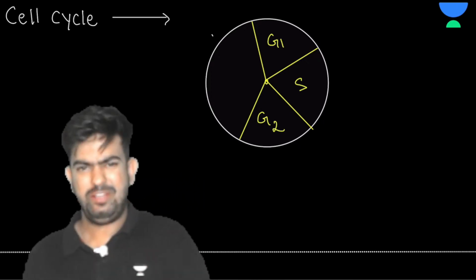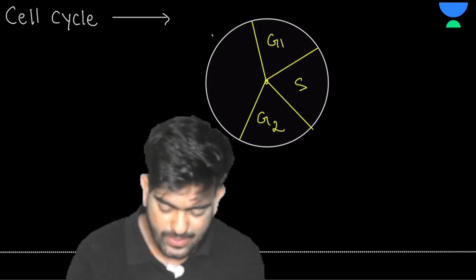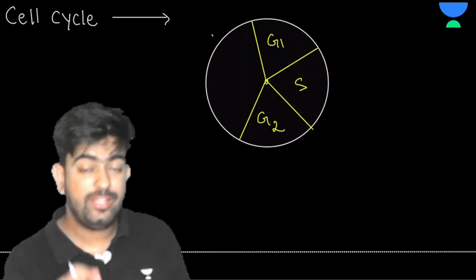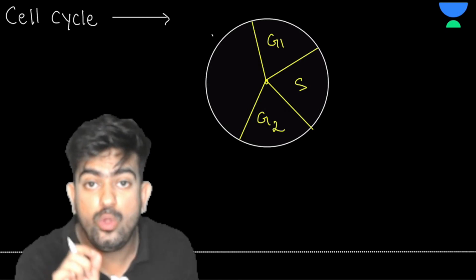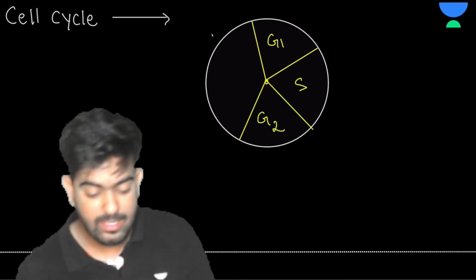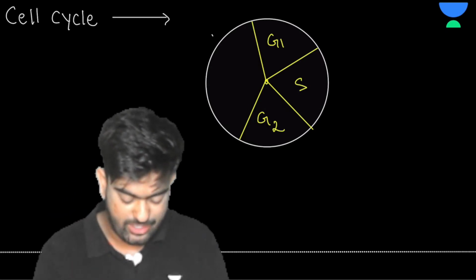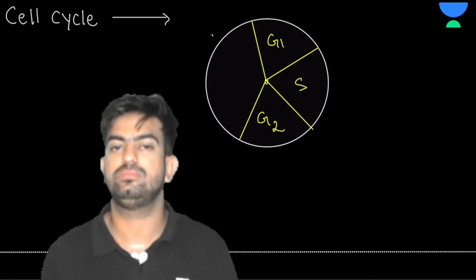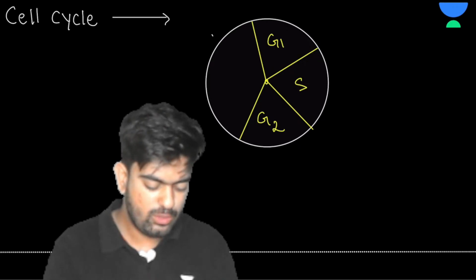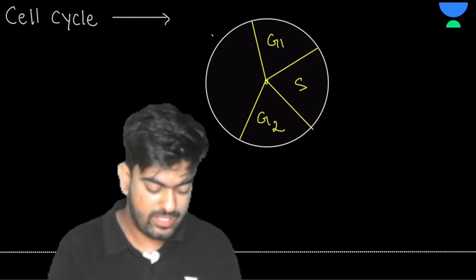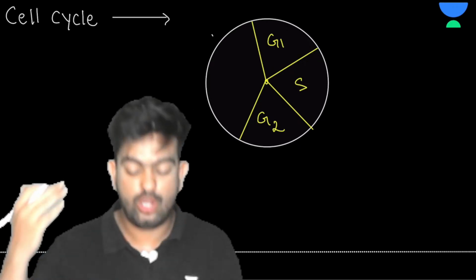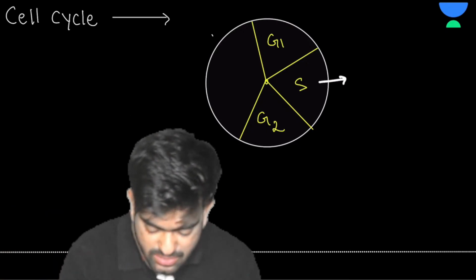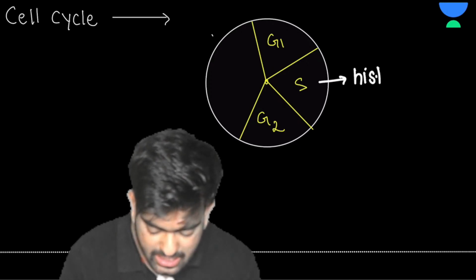After this, let me ask you a question. In which of the following is histone protein synthesized? Come on, let me see some answers in the comment section. In which of the following is the histone protein formed? Is it G1, S or G2? We have the histone protein in the S phase. So histone protein is formed in the S phase.